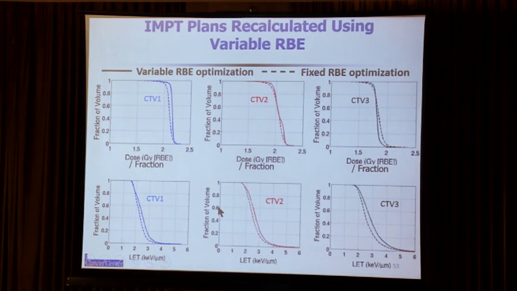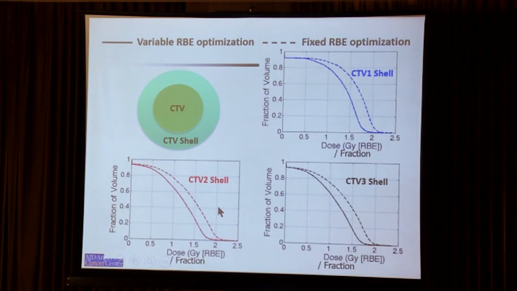And the other point is that this is an LET volume histogram. LET is higher. LET higher means the biologically effective dose is higher in the tumor than it is outside, compared to if I had used fixed RBE optimization. Another point is that I created a 1 centimeter shell around the target, and what this is showing is that outside the tumor, in the shell, the biologically effective dose is lower.